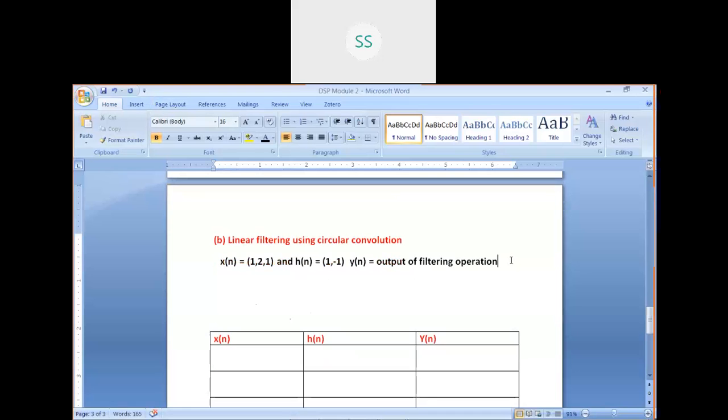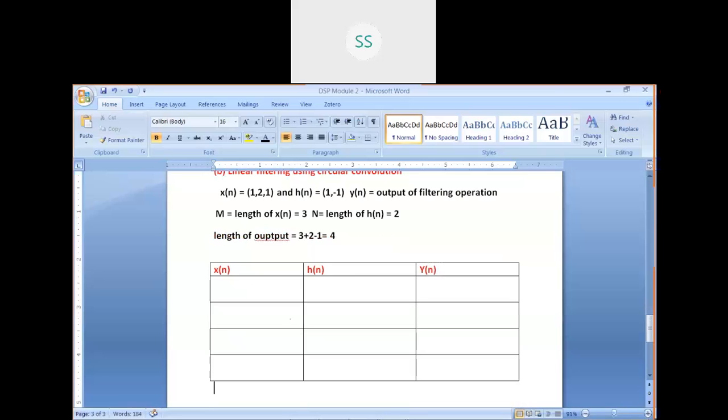Now let us start with this particular operation. Again we will calculate. We will consider M as the length of x of n, which in this case is again 3, and N as the length of h of n, which is again 2. Therefore the length of the output sequence will be 3 plus 2 minus 1, which is equal to 4.